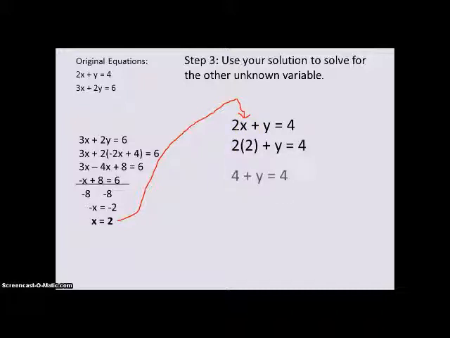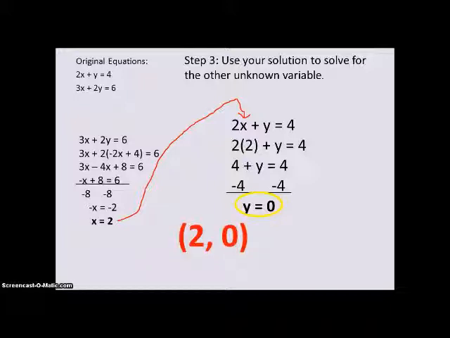And when we do that and we simplify, we get that y is equal to 0. Now these two variables actually mean something. So in this case, we're going to make an ordered pair out of them. An ordered pair is x comma y, meaning 2 comma 0.